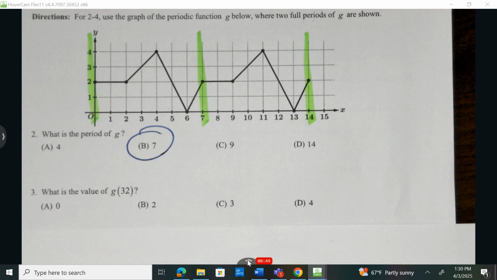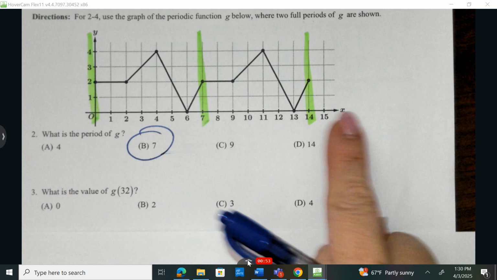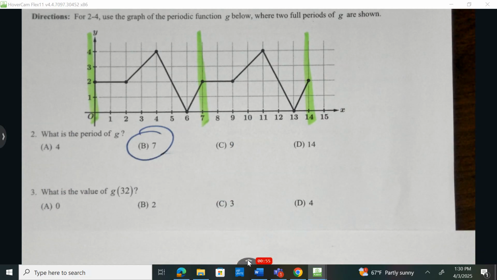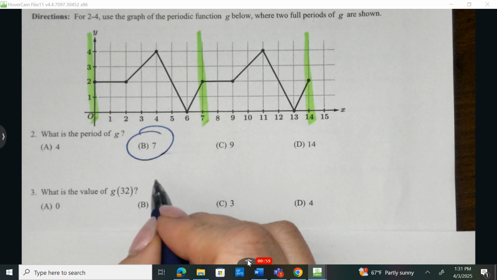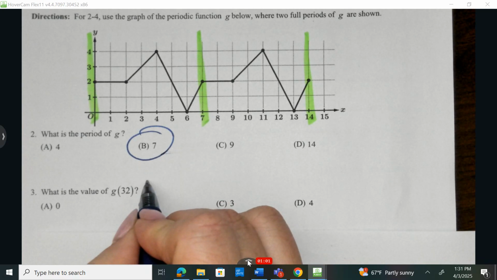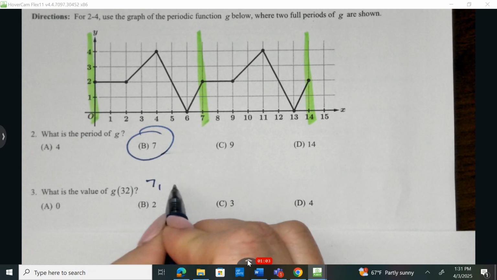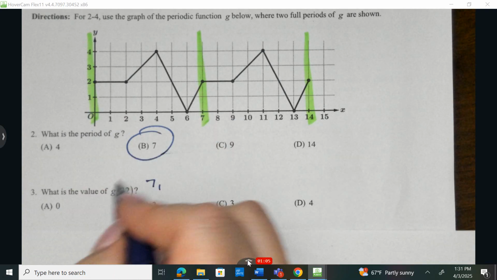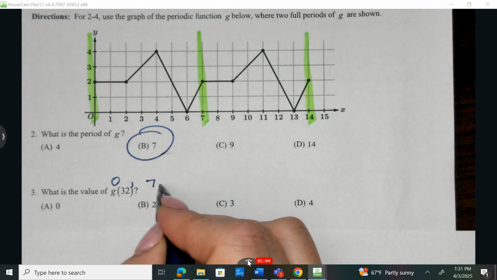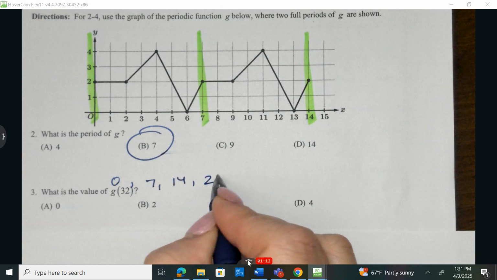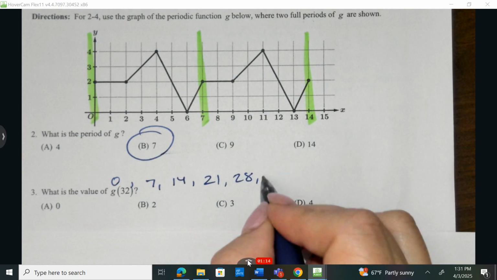Let's look at the next one. What is the value of g(32)? So we want to go horizontally and then figure out what the output is. Let's think of this really quick. There are a couple different ways, and I'll show you in number 4 how we can think about this, but we have 7. We start here at 0, and then we start the cycle again at 7, and let's add 7 more, and we're at 14, and 7 more, and I just keep going here.